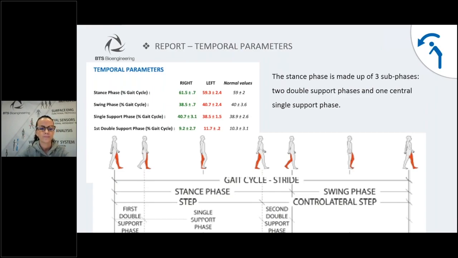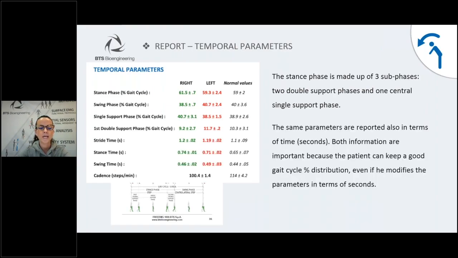All the phases are expressed here in terms of percentage compared to the entire gait cycle that represents the 100%. But the same parameters are also reported in absolute terms of time or in seconds, because both information is important, as the patient, although he may have a change in his parameters in terms of seconds, can still maintain a good distribution of the phases in terms of percentage.